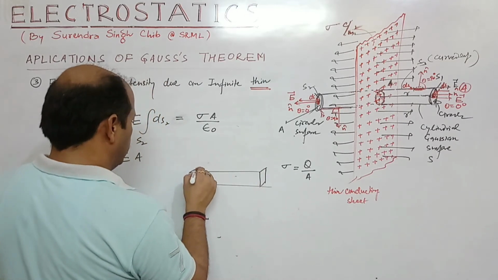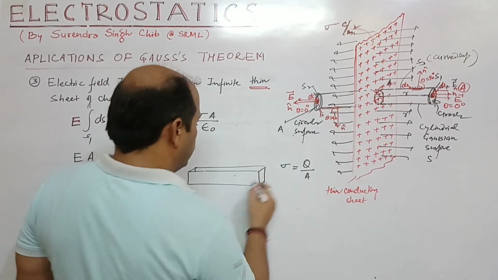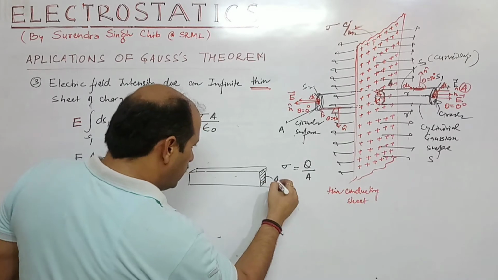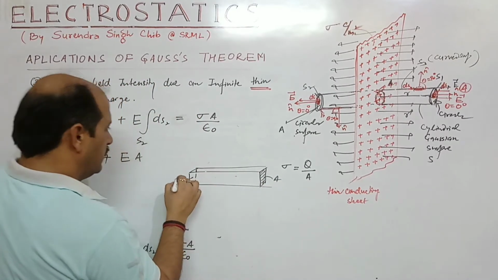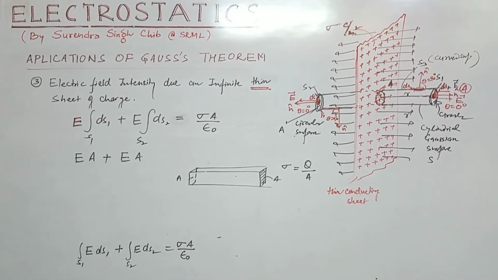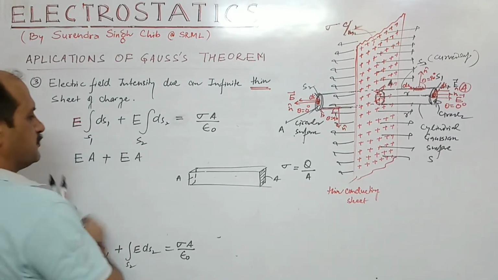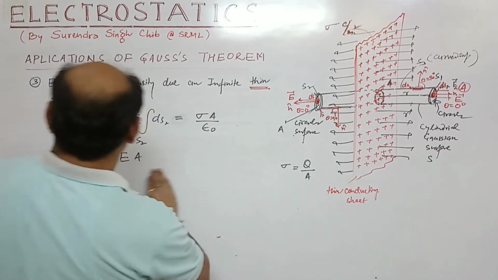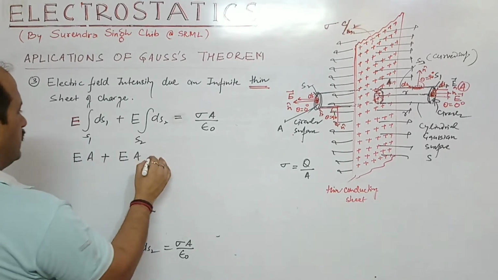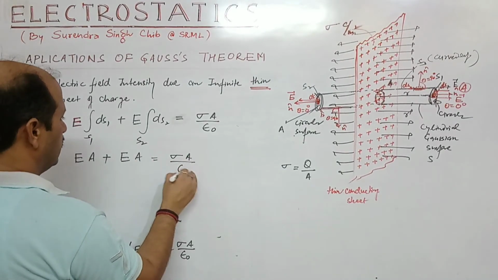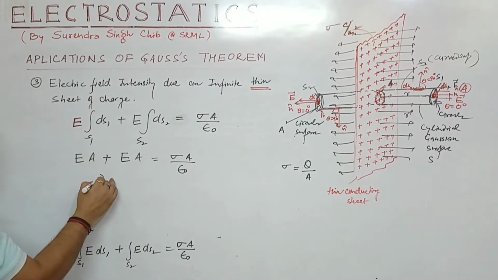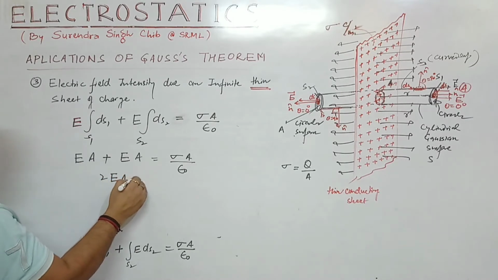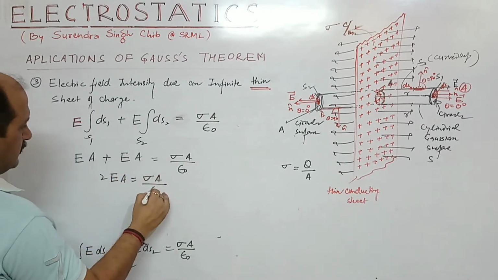हम ये भी ले सकते हैं. Instead of this, we will take this as an area, this as an area. The answer will be the same. हम ये भी ले सकते हैं, but cylinder is much better. So EA plus EA equals sigma A upon epsilon naught. So that gives rise to 2 times EA, which is equal to sigma A upon epsilon naught.